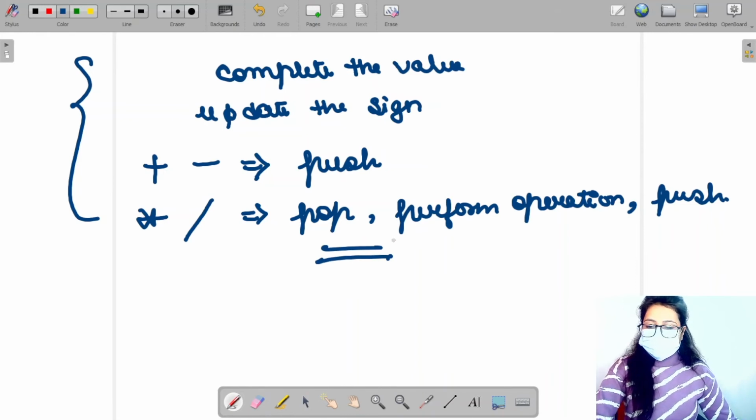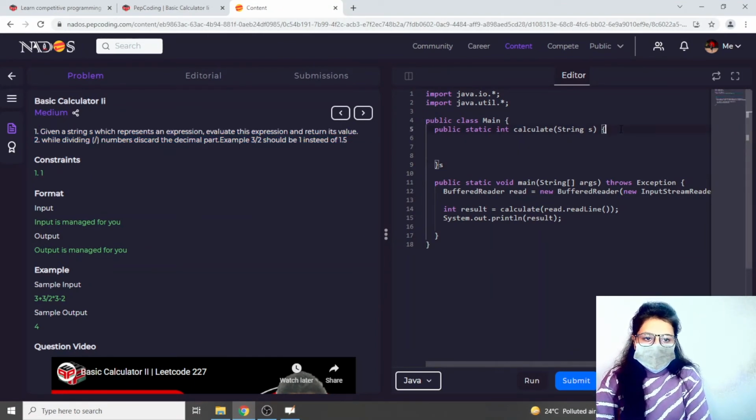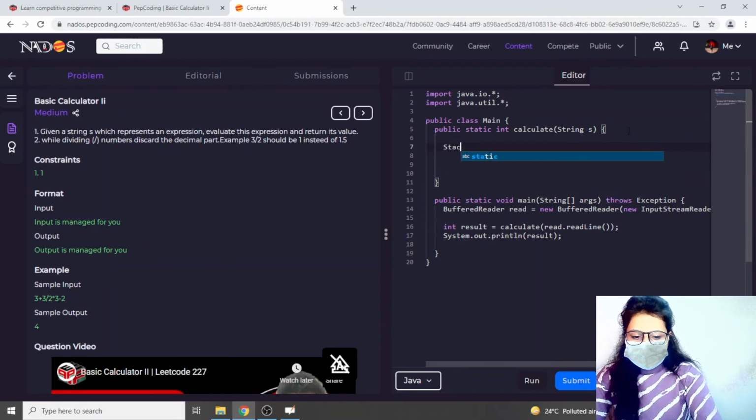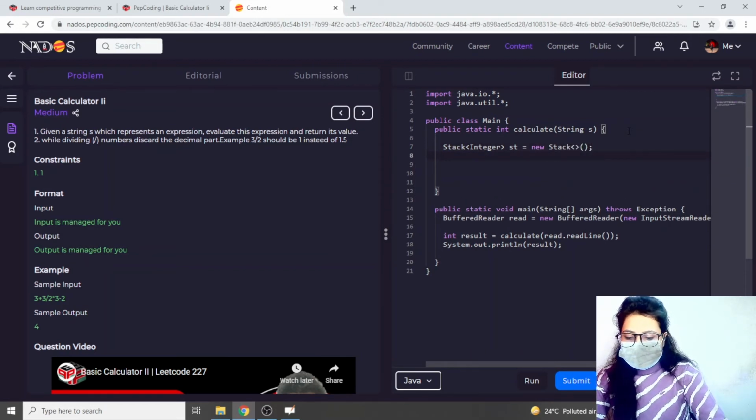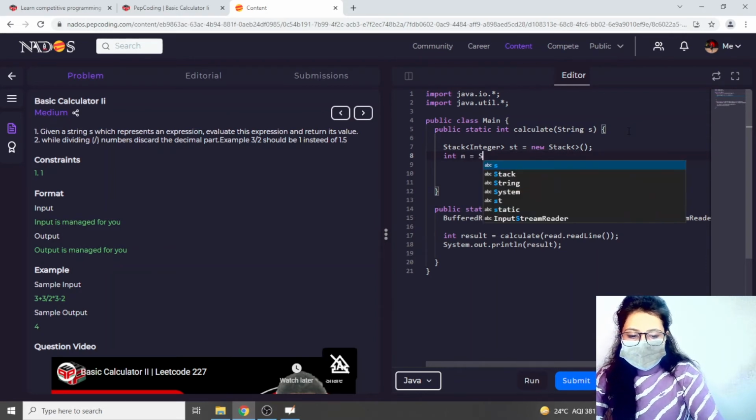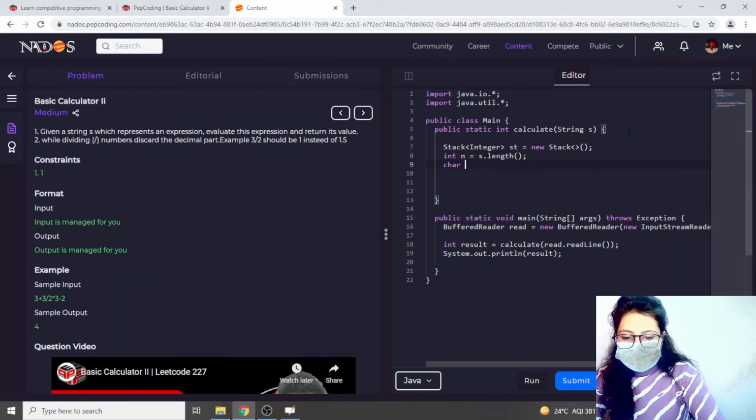Let's start with the code. We are given the function calculate. First, let's make a stack of integer type, st equals new stack. Next step would be to make n equal to s dot length. Next, we'll make a char sign, and by default it will have the plus sign in it.